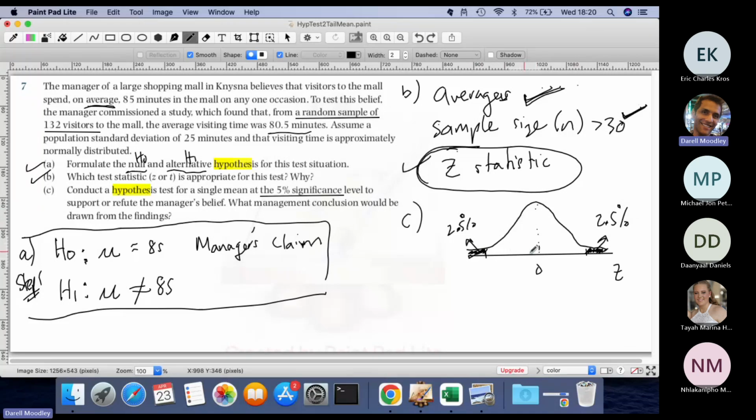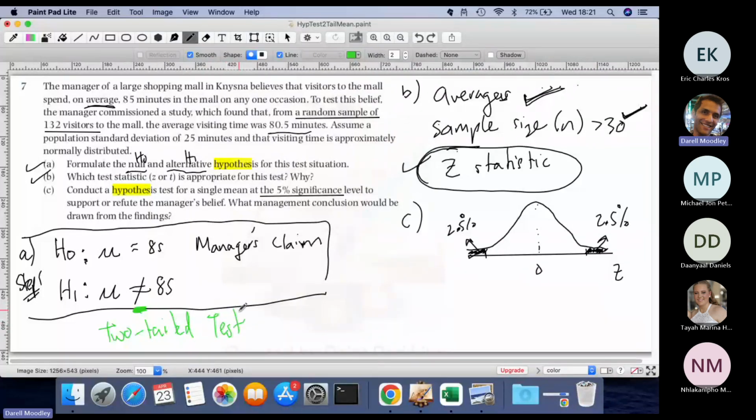And the reason why we split into 2 parts is because of this key symbol that we have for your H1. Whenever you see a not equals to, that means it is a two-tailed test. Okay, it's a two-tailed test. In other words, it has 2 rejection regions.